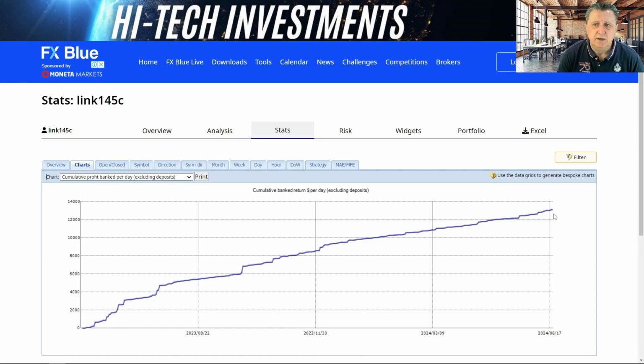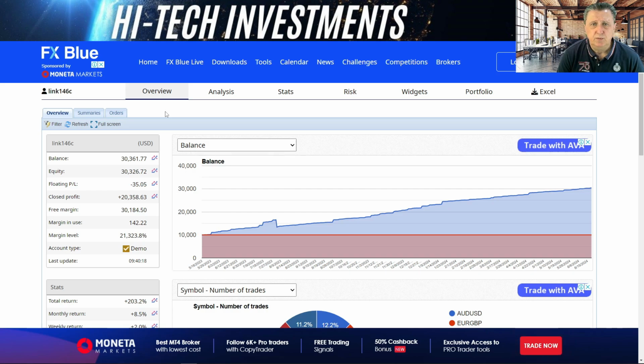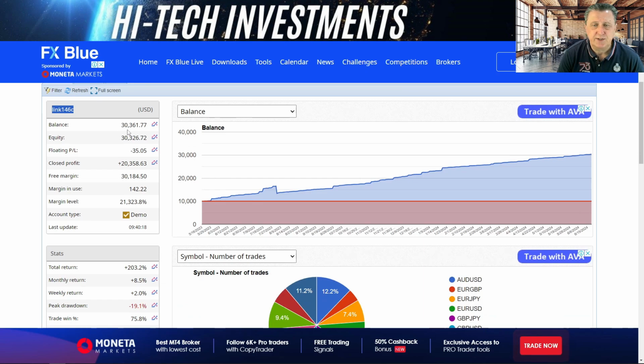And it's time to have a look at the 10 pair one and see where we are compared to this. With the 10 pair one, we have a similar setup again. This is link 146C. You can also have a look there. If we take a closer look, we can see the balance has now surpassed 30,000, 30,361 to be exact. The equity curve of this one is almost the same because we only have a floating profit and loss of minus $35 at the moment. So that's very good. Closed profits are more than 20,000, so 20,358. Very good. Plenty of free margin.